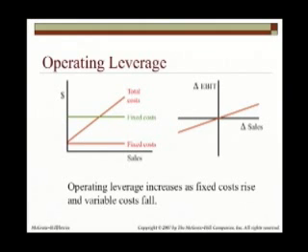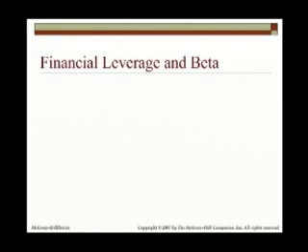Here's a little picture. First of all, I don't know if you can see the colors, but the red here represents a company with low fixed costs and high variable costs. And that red company has a low degree of operating leverage. So if you look at the firm on the right, a small change in sales will cause a small change in EBIT. On the other hand, the black represents a firm with high fixed costs and low variable costs. And for that firm, the line is much steeper, so a small change in sales will cause a much higher change in EBIT. Bottom line, operating leverage increases as fixed costs rise and variable costs fall.